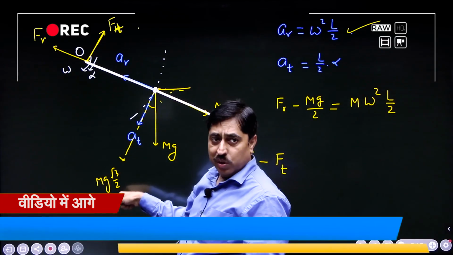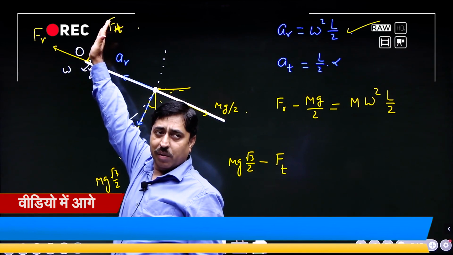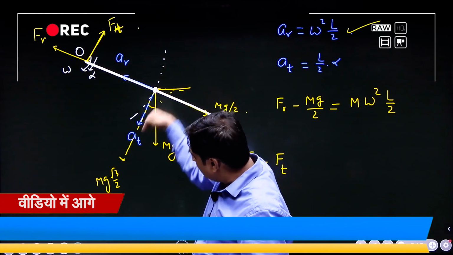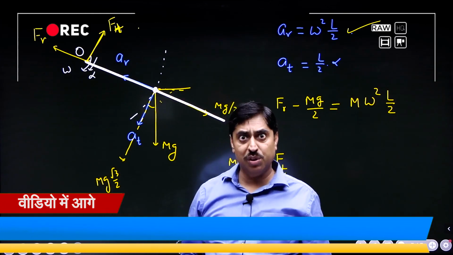mg root 3 by 2 is the component of mg, and then there is a component of hinge force perpendicular to the rod. So, the net force on this rod in this direction, perpendicular to the rod, is in the tangential direction.